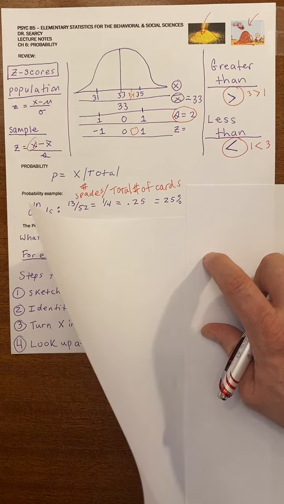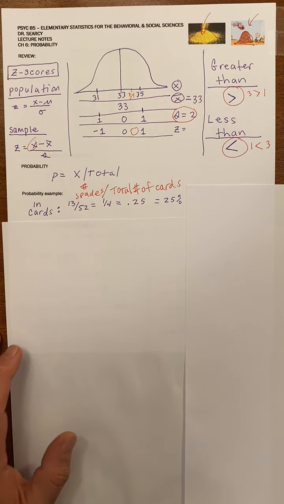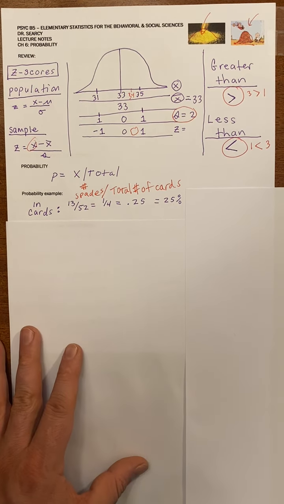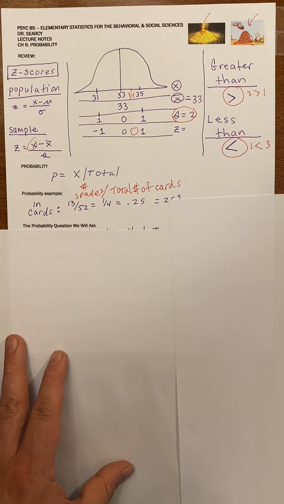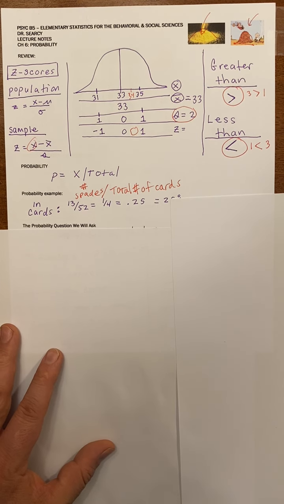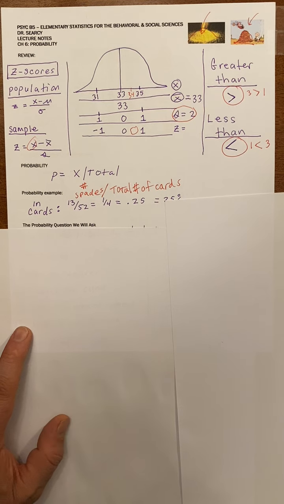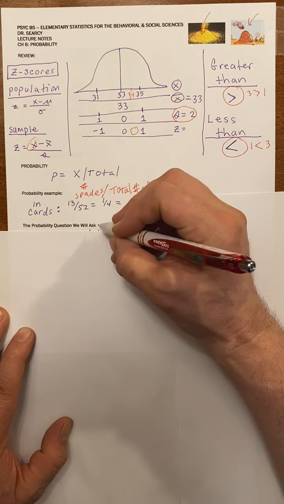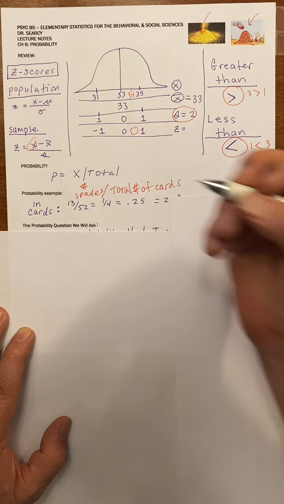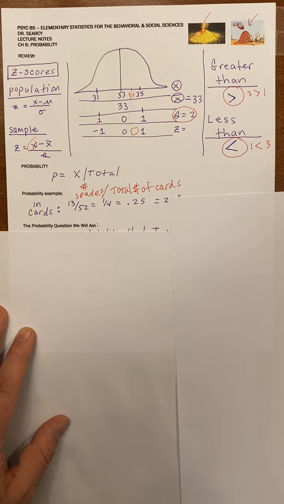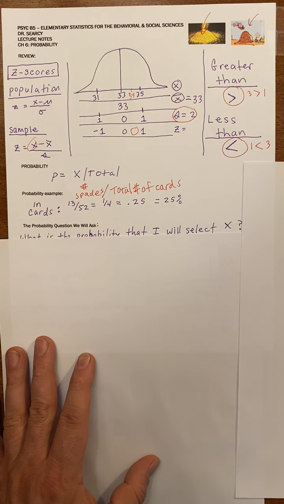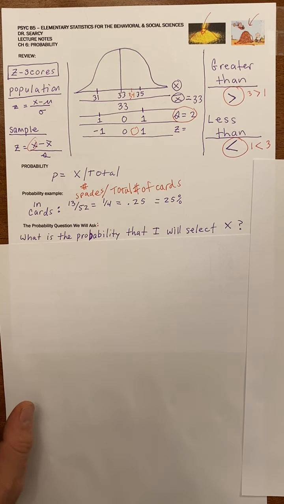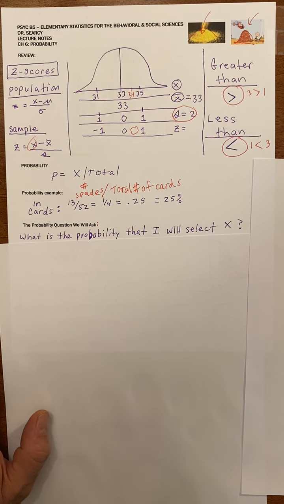So let's talk about how this is going to happen in chapter 6. Basically, in chapter 6, you're going to start to see a certain type of probability question. The probability question we will ask is going to look like this: What is the probability that I will select X?